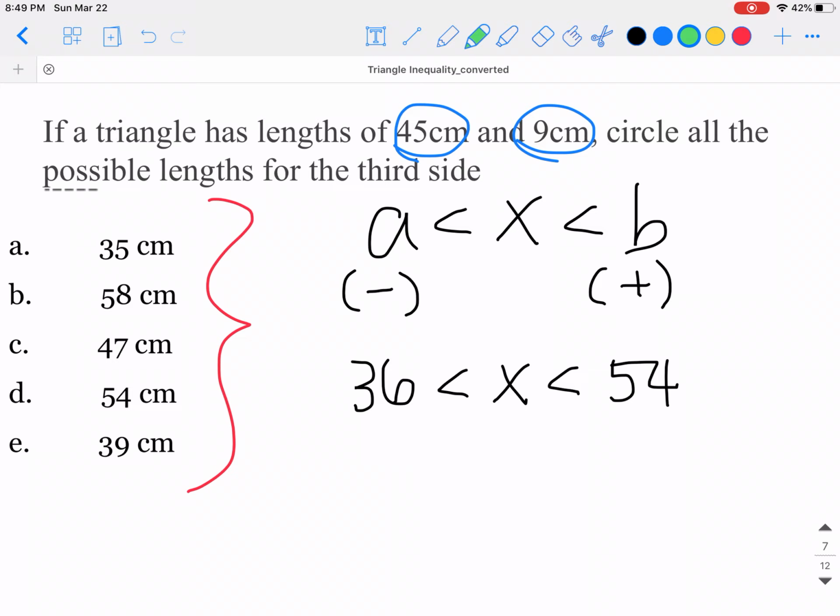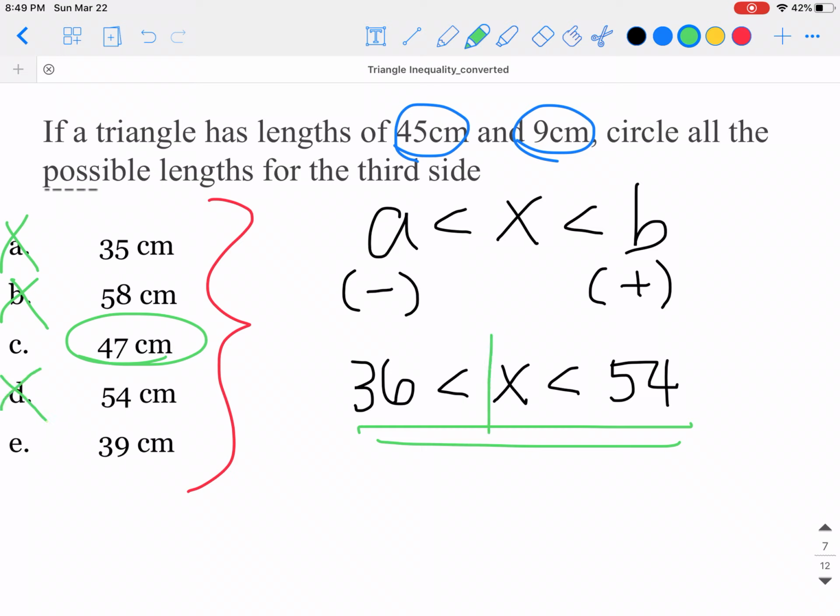So the only values that are going to work for our third side have to be in between 36 and 54. 35 does not work because it's less than 36. 58 does not work because it's greater than 54. 47 does work because it's in between our values. 54 again does not work because this part of our inequality tells us that x has to be less than 54. It cannot be equal to 54. And 39 also works because it's greater than 36 but less than 54. So these are the only two options that work for our third side based on that range.